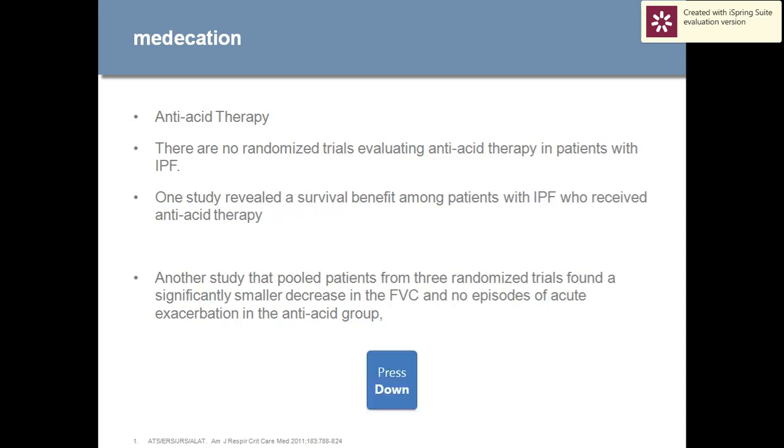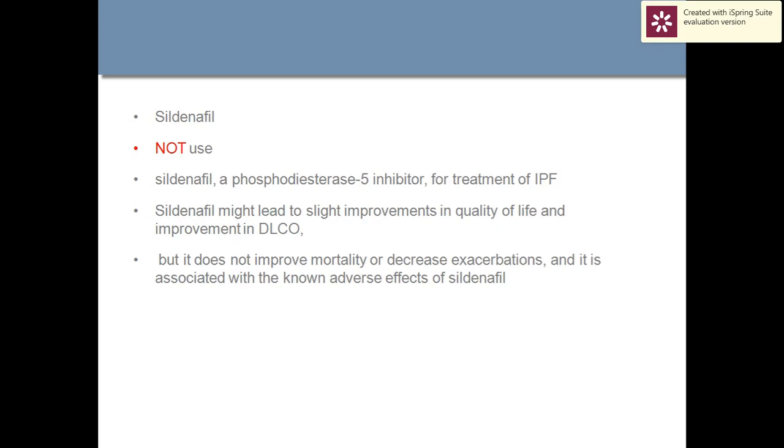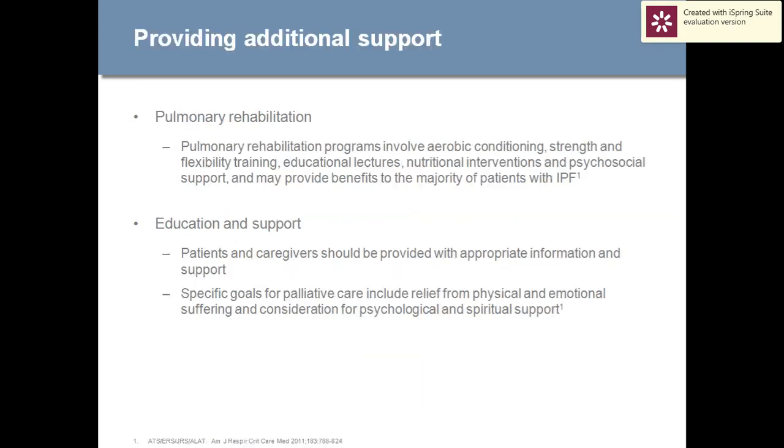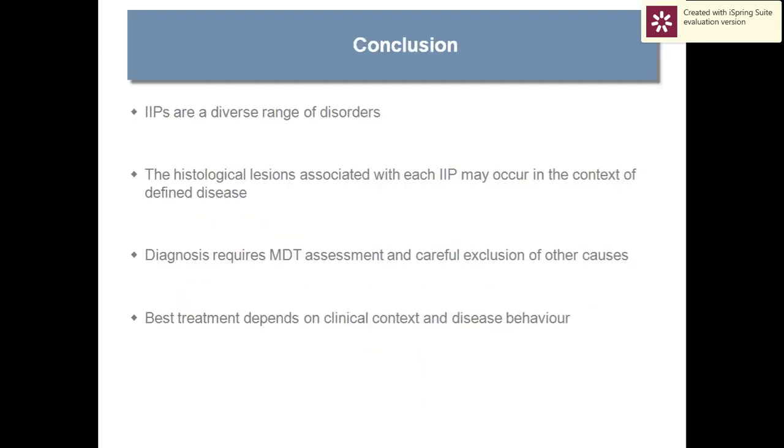Patients with idiopathic pulmonary fibrosis sometimes present with pulmonary hypertension. Therefore these patients are considered group 3 pulmonary hypertension, with treatment concentrated and focused on the lung process. Sildenafil, a pulmonary hypertension medication, should not be used. A pulmonary rehabilitation program, education and support are also important.